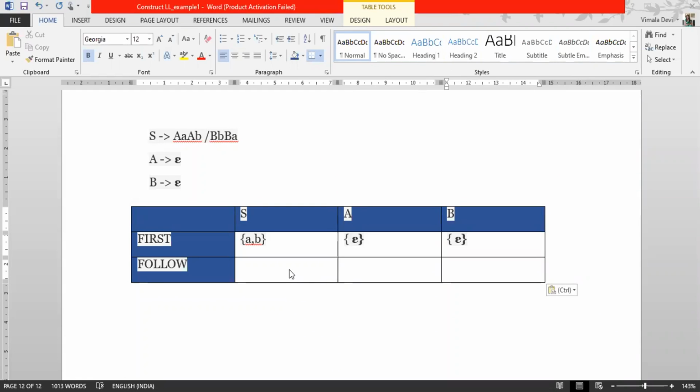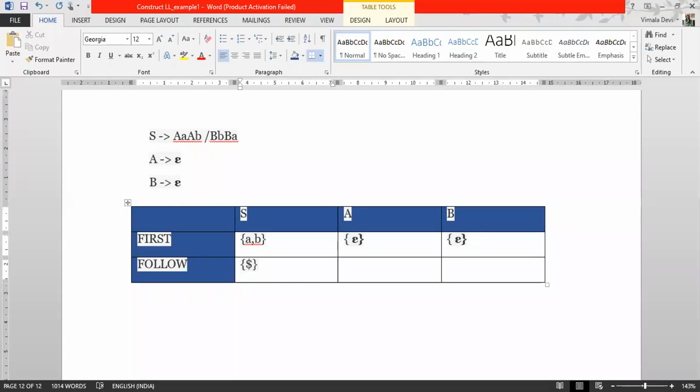Now tell me what is follow of S. Follow of S, by default we have to include the dollar symbol. Apart from that, there are no symbols in the follow set of S, because there is no rule which contains S on the right hand side, isn't it? So follow of S contains only the dollar symbol.